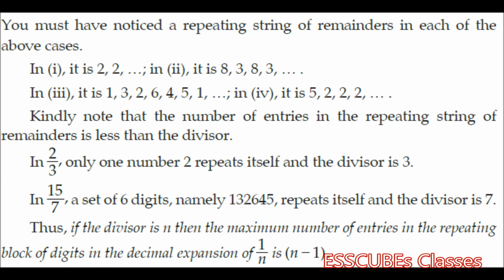In 5 by 7, a set of 6 digits, namely 714285, repeats itself and the divisor is 7. Thus, if the divisor is n, then the maximum number of entries in the repeating block of digits in the decimal expansion of 1 by n is n minus 1.